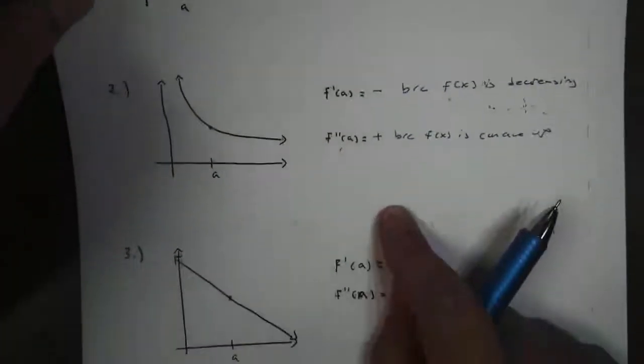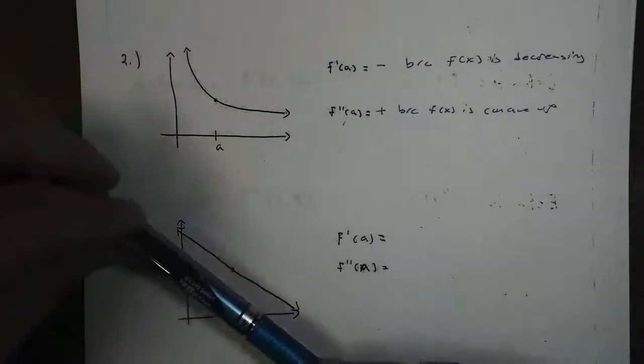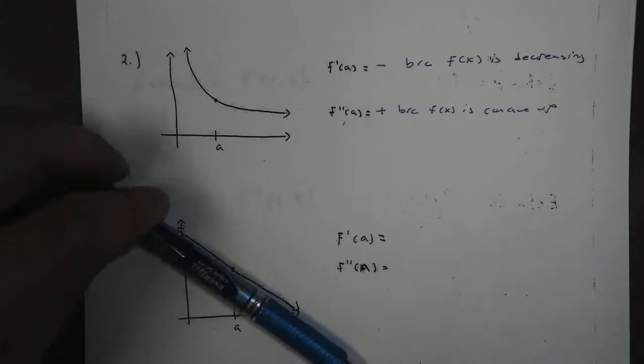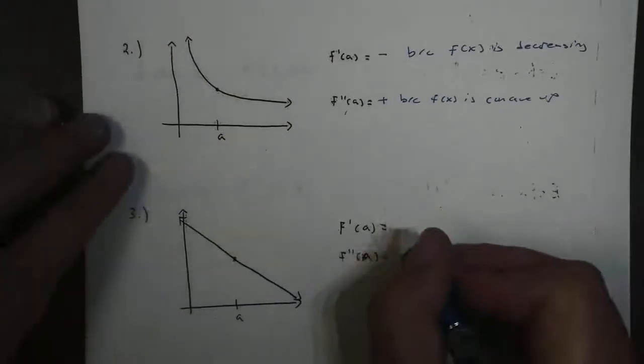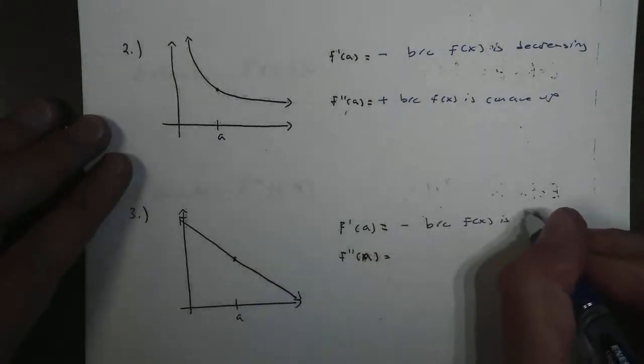All right, number three, notice we have a line in this case. And so if we look down right here, this slope looks like it's negative because it's going down. So this would be negative, and again, that is because the function is decreasing.